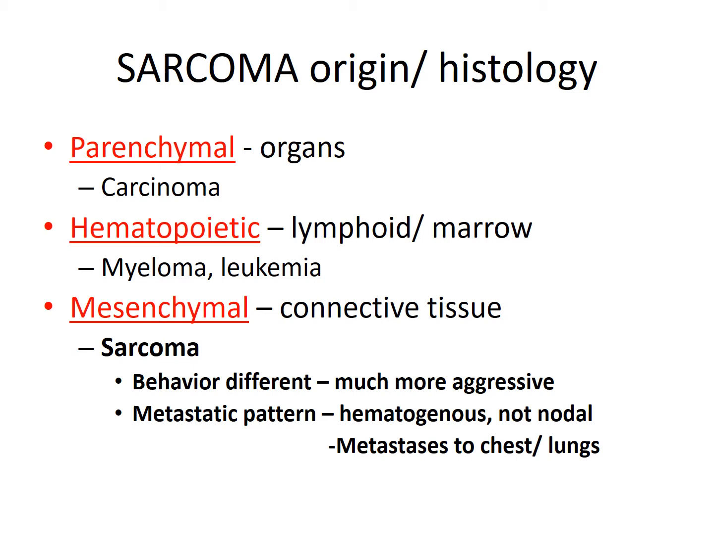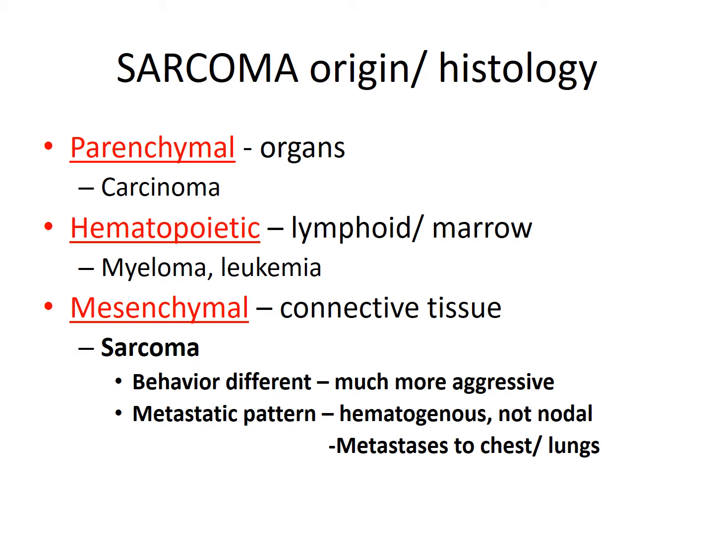Parenchymal organs usually give rise to carcinomas. So these are the cells of origin for carcinomas or adenocarcinomas, like prostate, thyroid, breast, lung, and kidney. So these are more commonly your metastatic lesions. Hematopoietic cells, like lymphoid and marrow-derived cells, produce myeloma and leukemia. And sarcomas derive from mesenchymal cells, so the connective tissue cells.